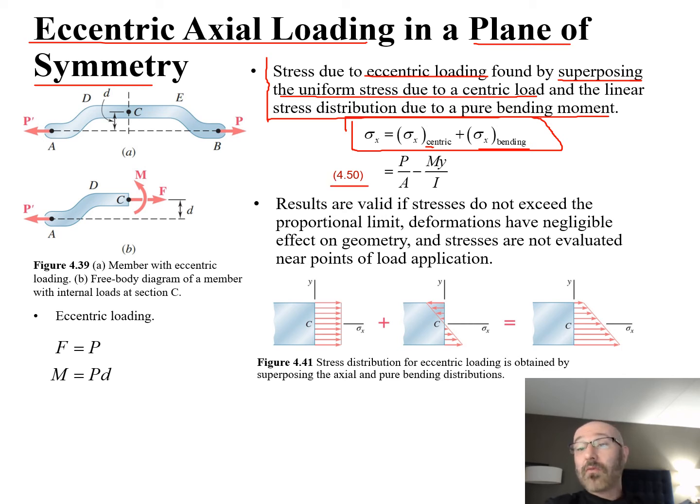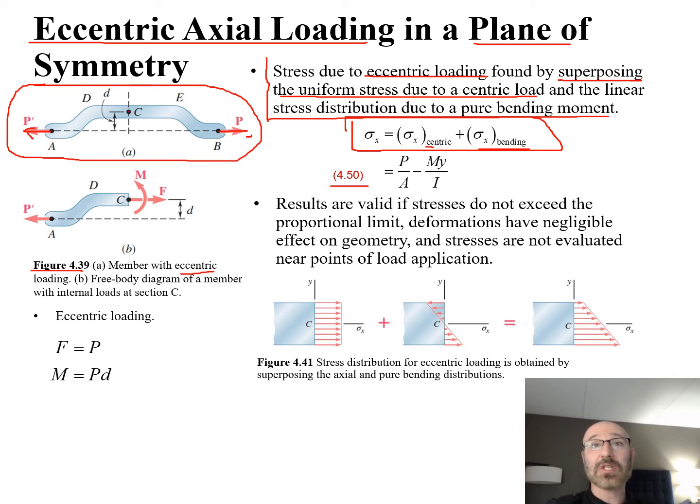So if we go back over here now to our figure 4.39, we can see in part A on the top what we have is this member with eccentric loading. So you can see our loads down here. We have a P and a P prime located at A and B. And we can now see we have our point C up here, our centroid. So we can see these loads are along this line, not going through our centroid C.